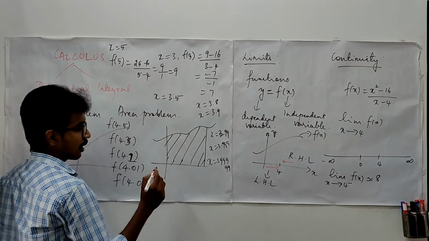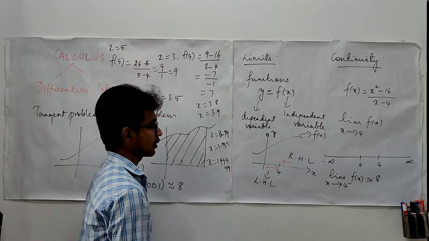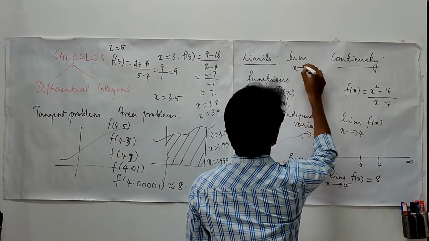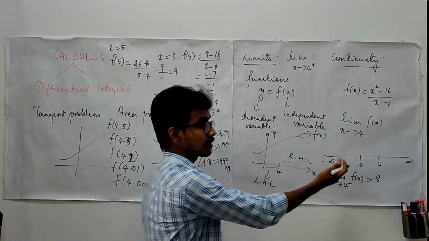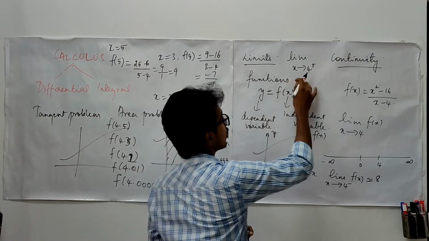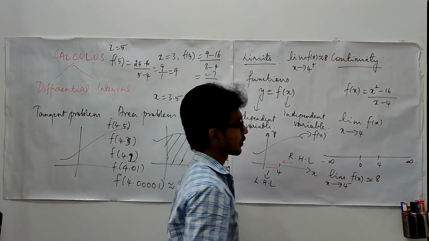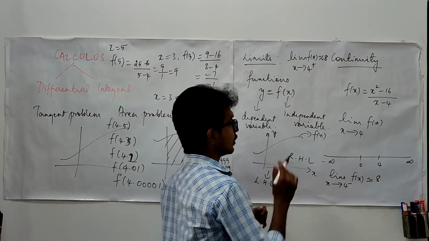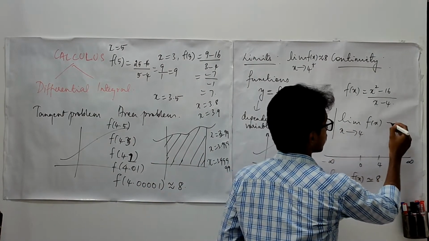f of 4.00001, and you may notice that this is also approximately equal to 8, and hence we say limit x approaches 4 plus, since it is the right limit. Okay, it is coming from the right, which means it is 4 with some extra quantity. So this quantity is also approximately equal to 8. When the left limit and right limit exist and they are equal, then we say limit x approaches 4 of f of x is 8.